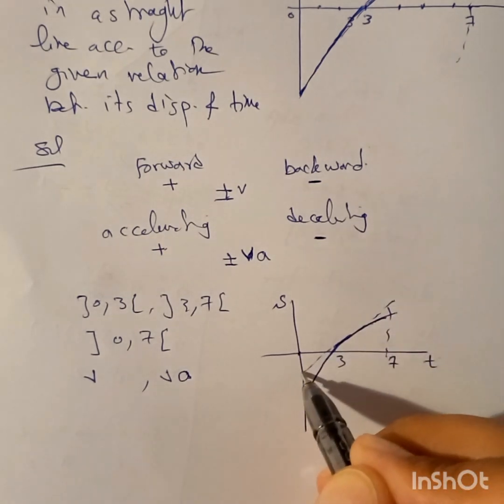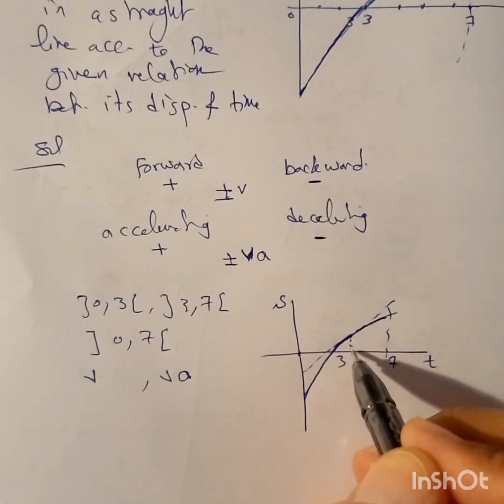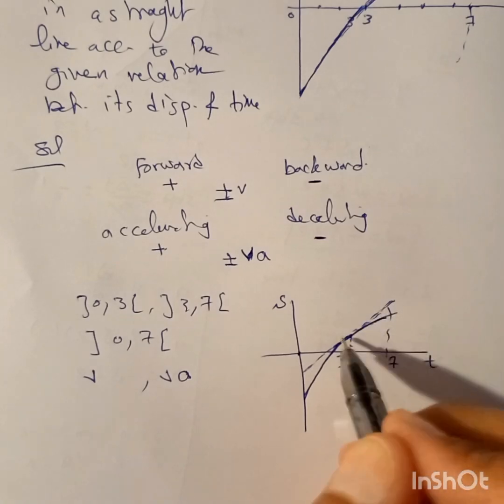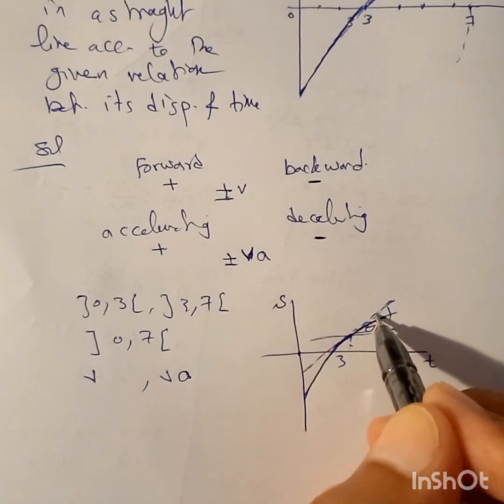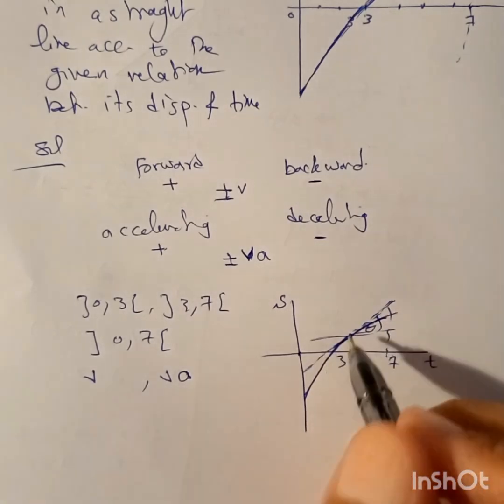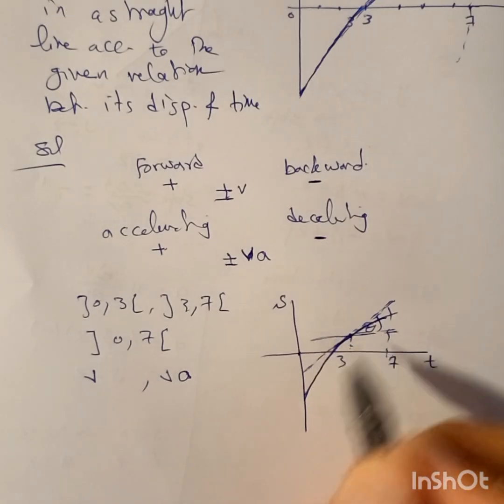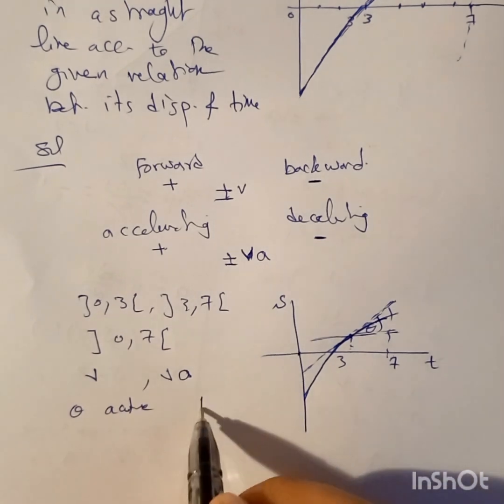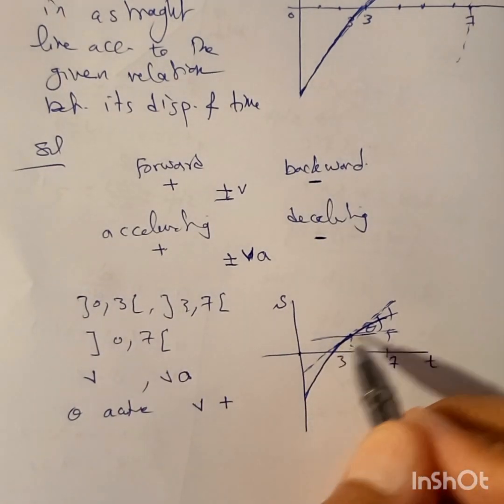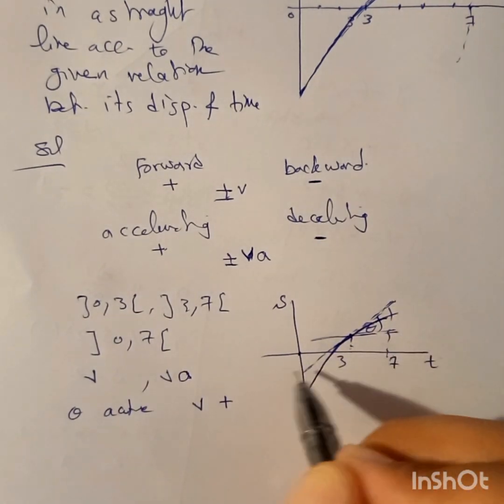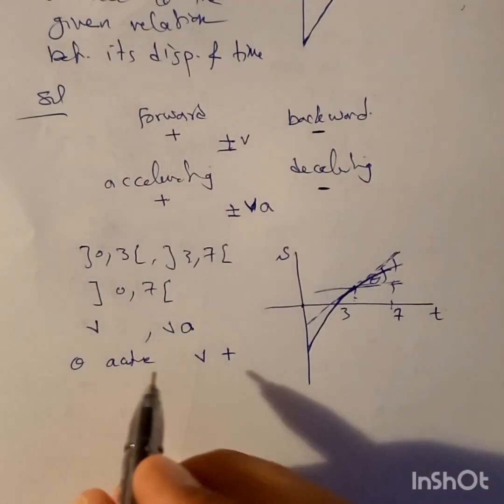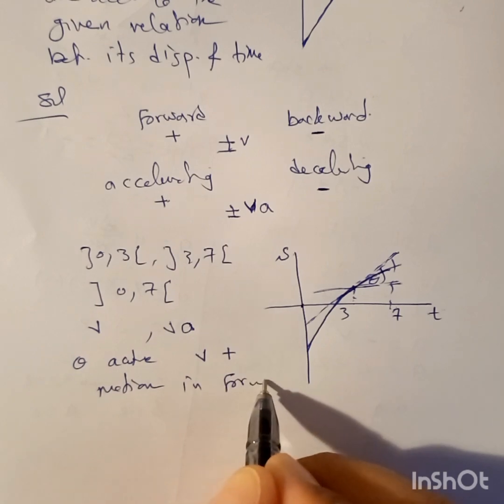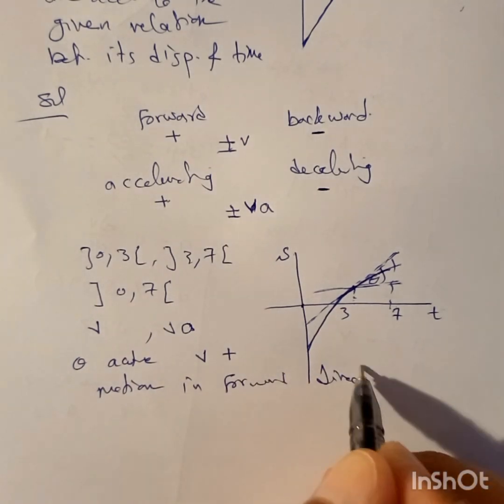If we draw a tangent at any moment here, the slope of this tangent is positive, as theta, the angle made by this tangent with the positive x-axis, is acute. Here theta is acute. Then velocity is positive, as the slope of the tangent to this curve at any moment is positive as well. Then the motion is in the forward direction. This is step number 1.